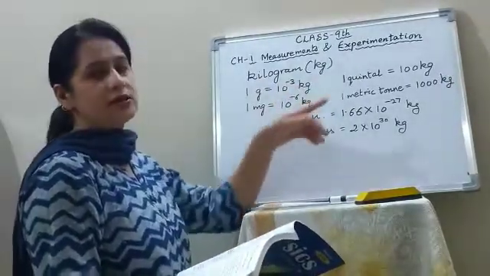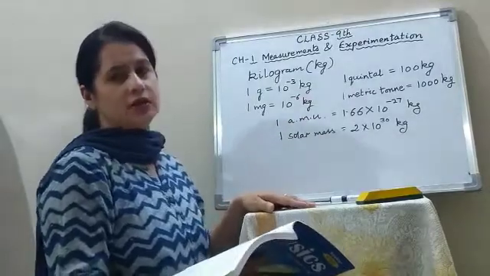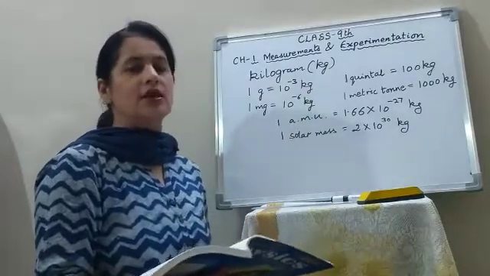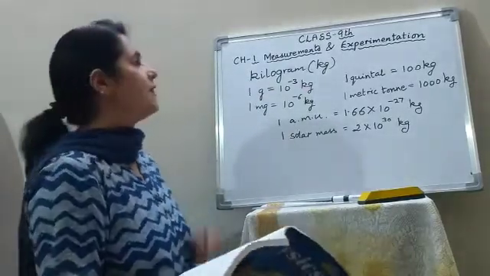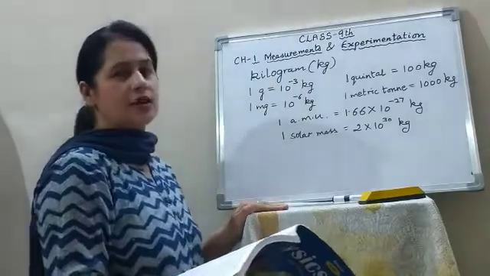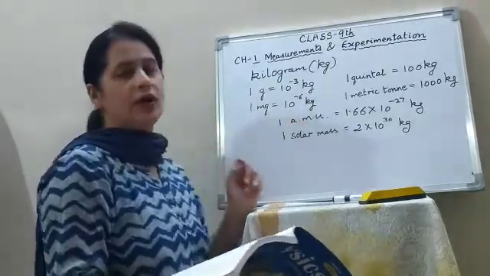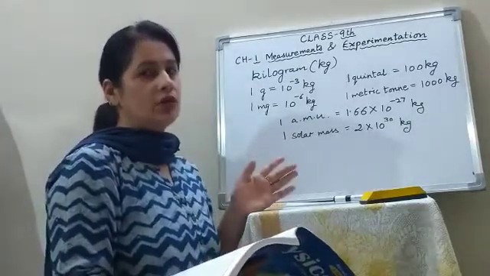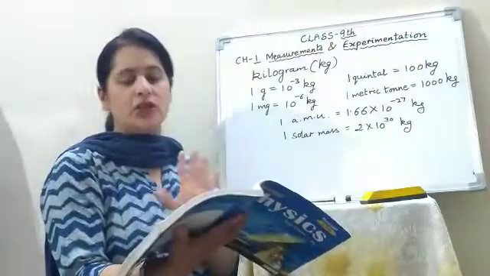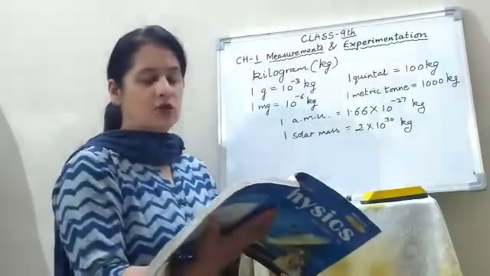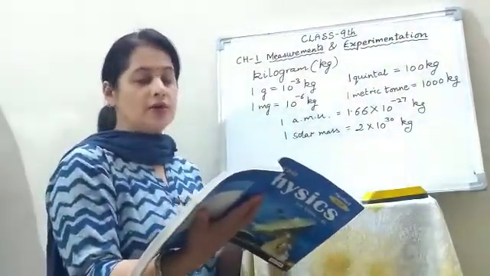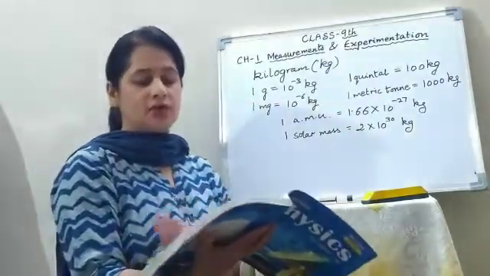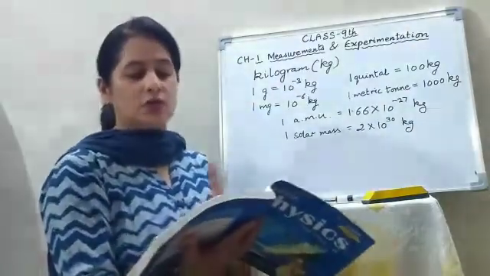The multiple units are quintal and metric ton. 1 quintal is 100 kilogram and 1 metric ton is 1000 kilogram. The non-metric unit of mass is AMU. AMU, the full form is atomic mass unit, which you must have studied in chemistry also. When you find the mass of 6.02 into 10 to the power 23 atoms of carbon-12, then that comes out to be 12 grams.